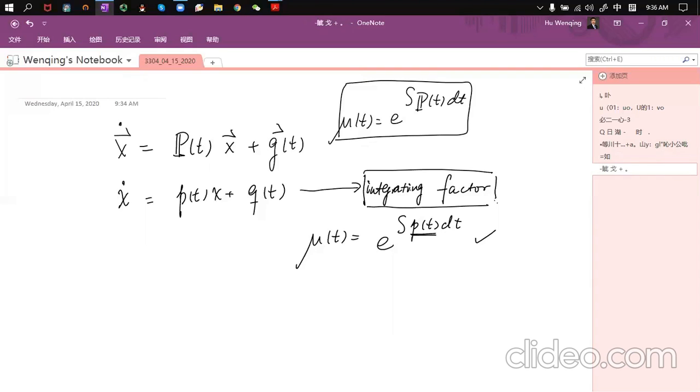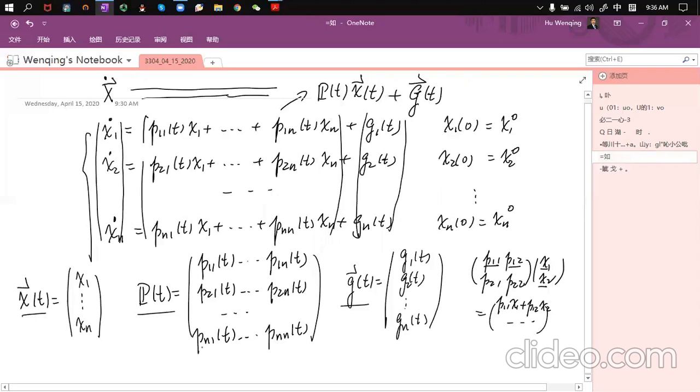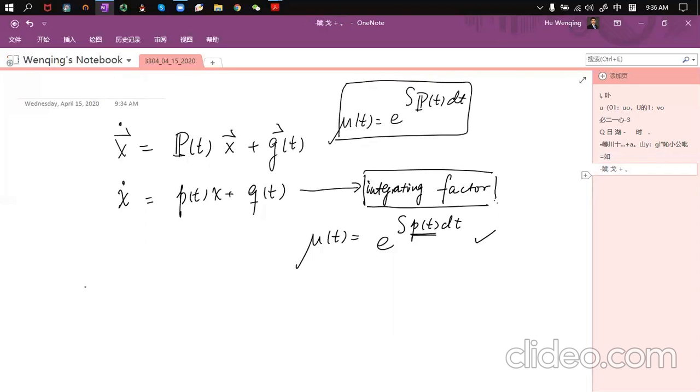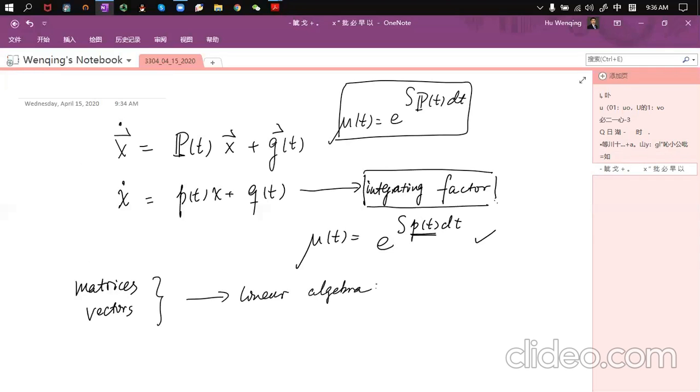That means we have to really make sure that we understand these matrices and the vectors. The mathematics of matrices and vectors is called linear algebra.